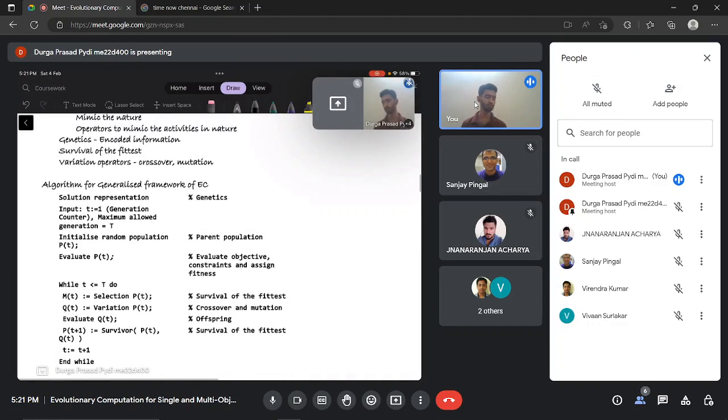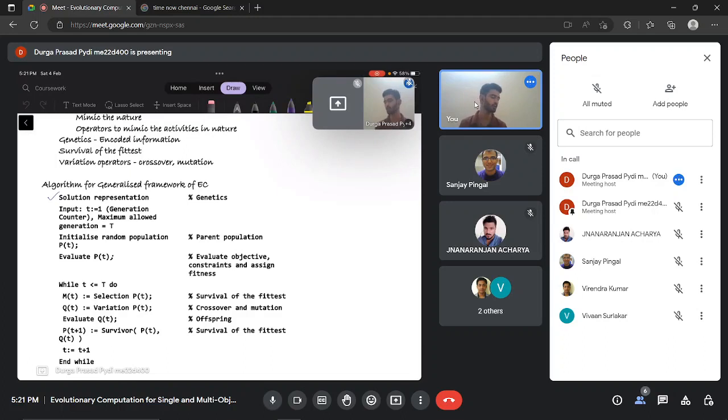The professor also discusses the generalized framework for any evolutionary computation technique. The first step in this is getting the solution representation. This is what we discussed previously, that is the genetics. This is your encoding, how the information is encoded in some particular format. There are several ways you can represent it. Let us consider the previous example.